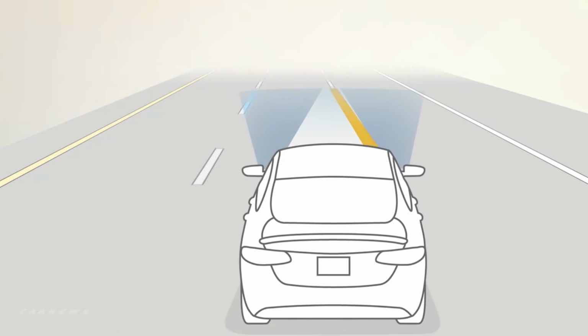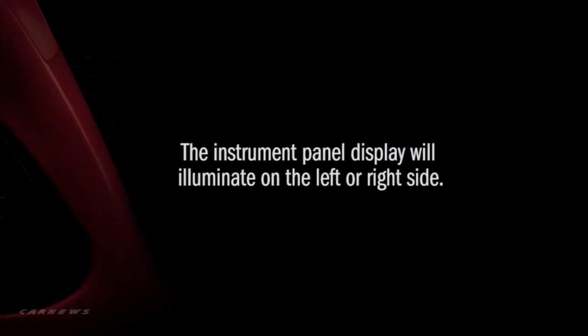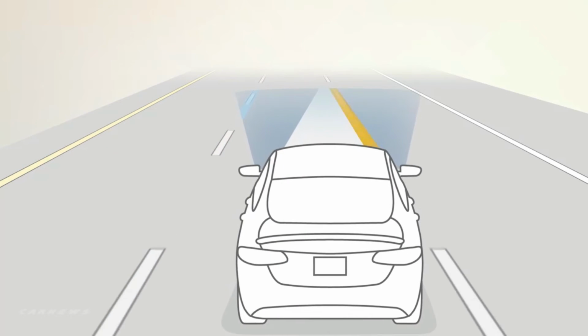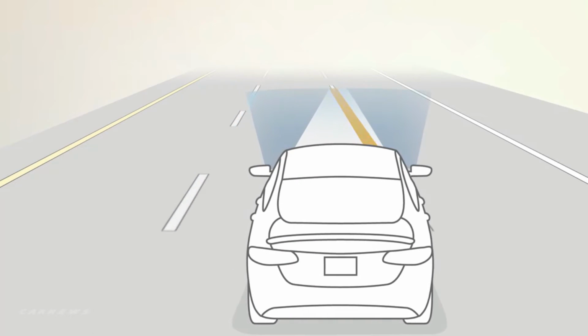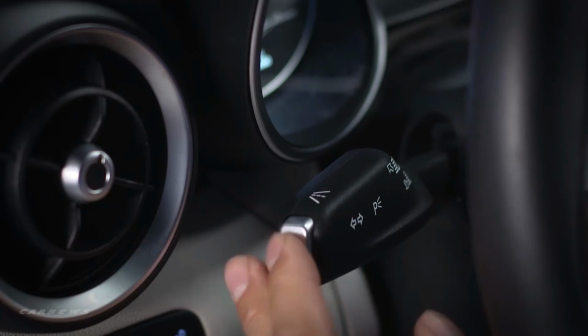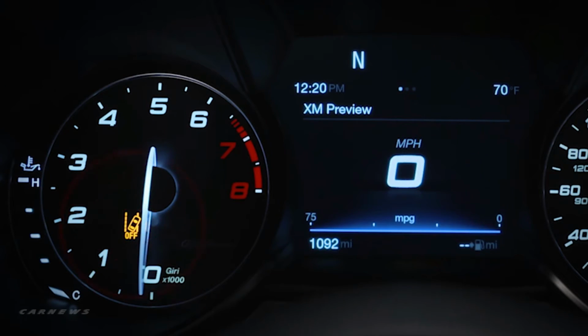If you continue to drift, the instrument panel display will illuminate on the left or right side to let you know where you've crossed the lane marker and to remind you to stay within the lane. Push the button on the end of the high beam turn signal lever to turn the system off.